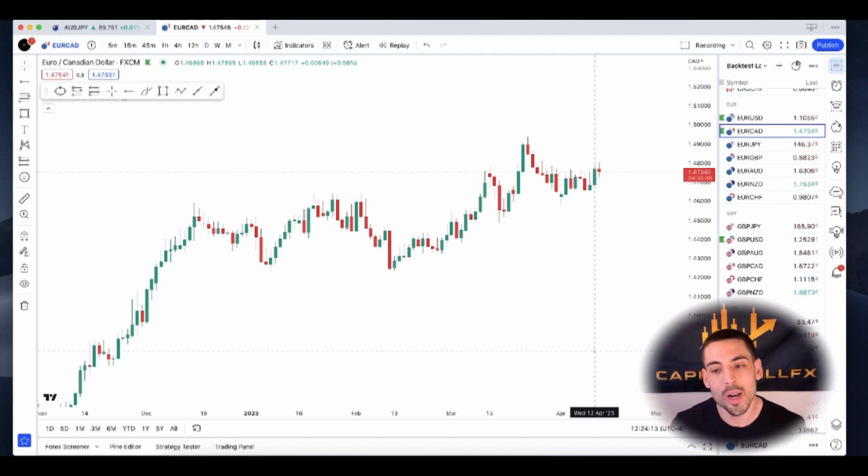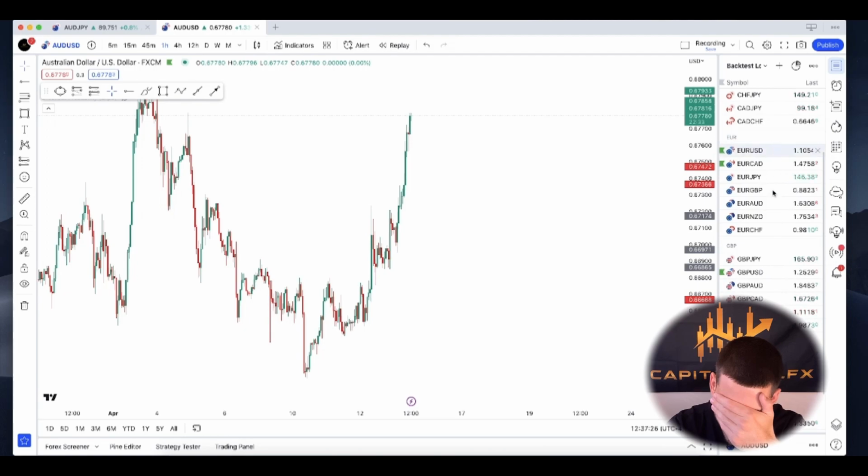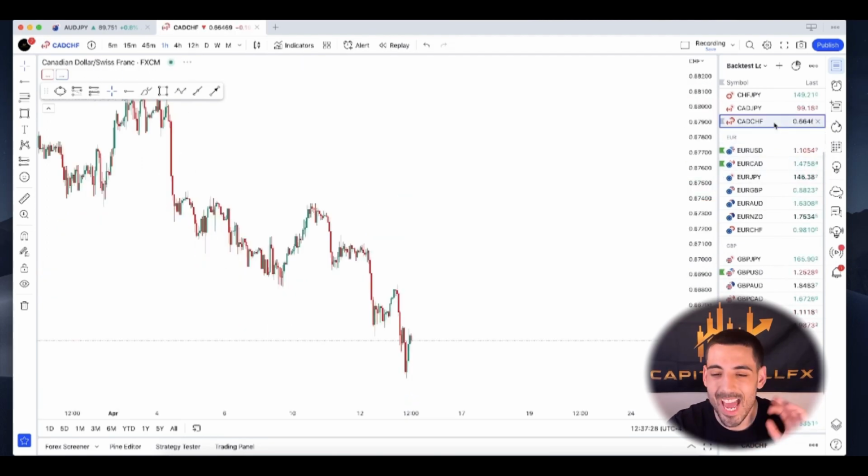So we're going to back test one currency pair, and we're going to do like 5 different trades just so you get a better idea of how I trade my own system and how I'm actually back testing. So I'm just going to close my eyes and randomly select a currency pair. So we have CAD CHF.